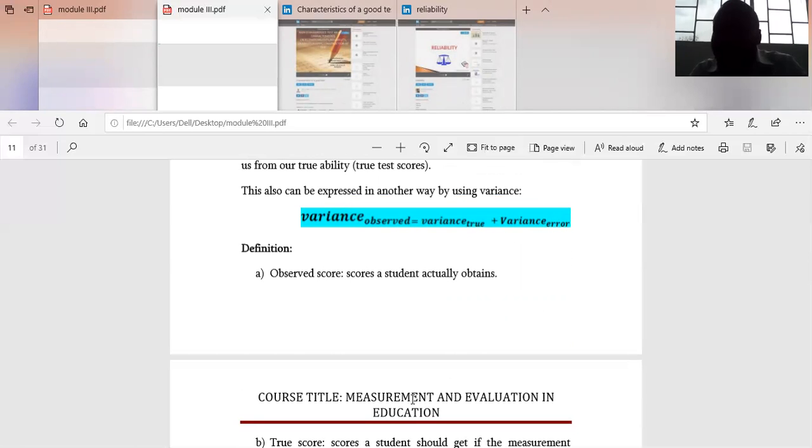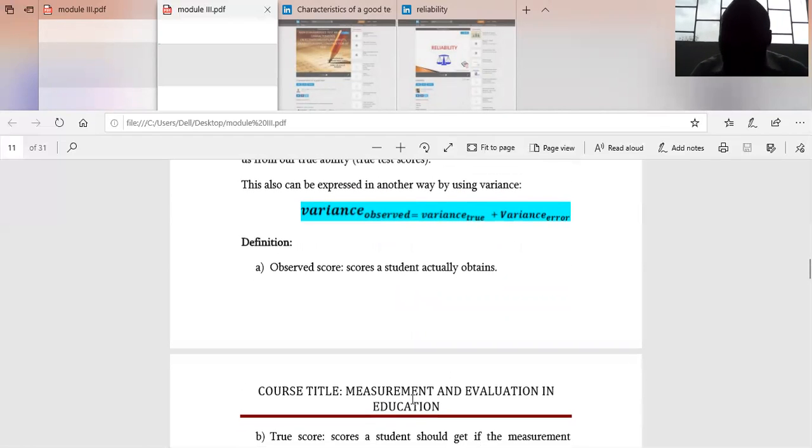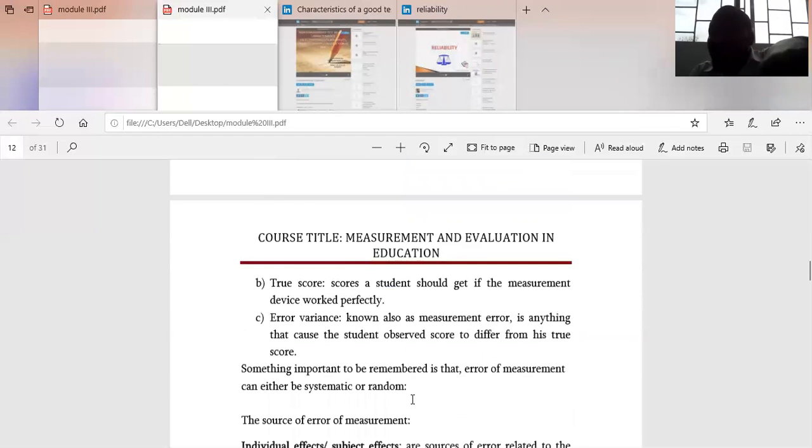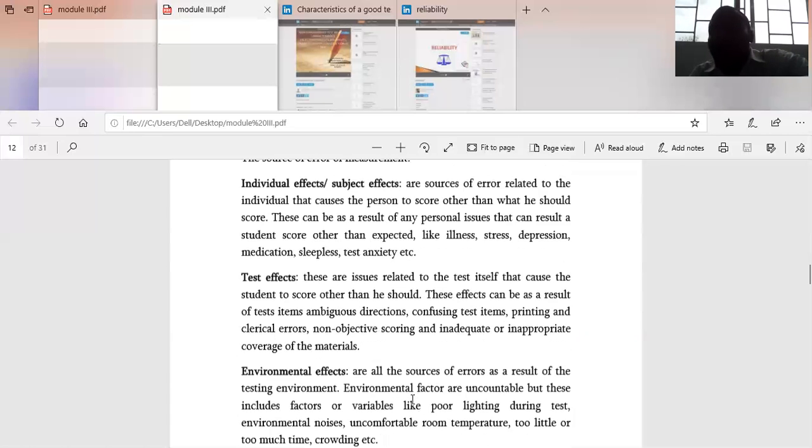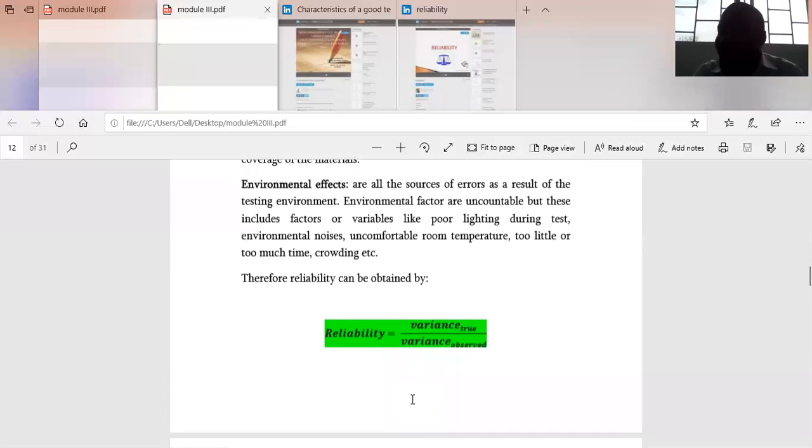Observed variance is calculated as true variance plus error variance. So if you've already obtained that, that's where you can be in a position to calculate the reliability. Reliability is equal to true variance divided by observed variance. But don't be worried, now we are just seeing the formula theoretically.